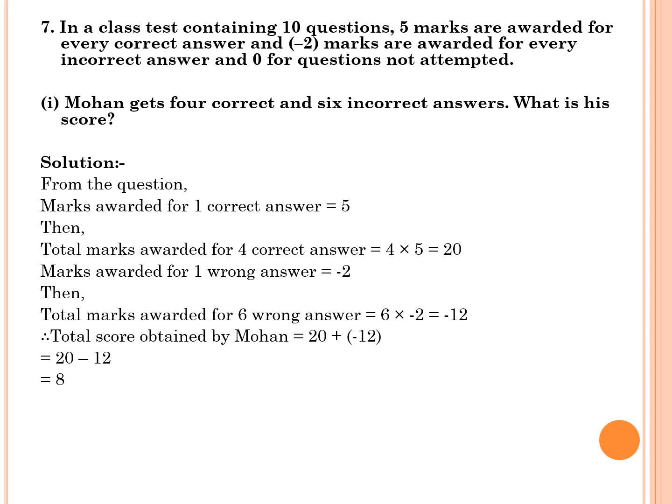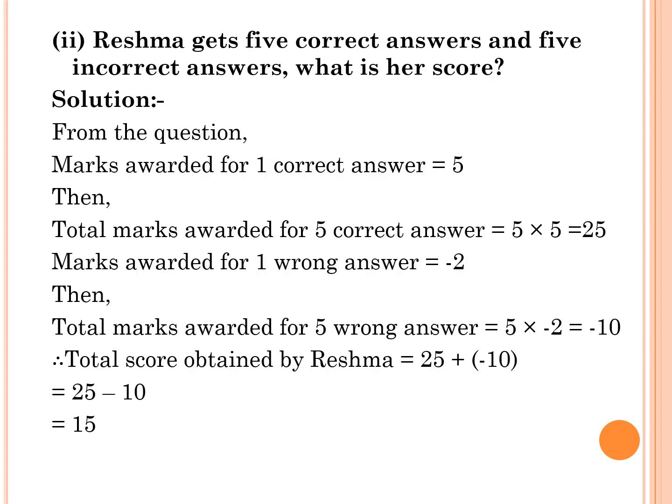Marks awarded for 1 wrong answer is minus 2. Then total marks awarded for 6 wrong answers is 6 into minus 2 is equal to minus 12. Therefore, total score obtained by Mohan is equal to correct answers plus wrong answers, that is 20 plus of minus 12 gives you 20 minus 12 is equal to 8. Here the second case is Reshma gets 5 correct answers and 5 incorrect answers. What is her score? Solution.